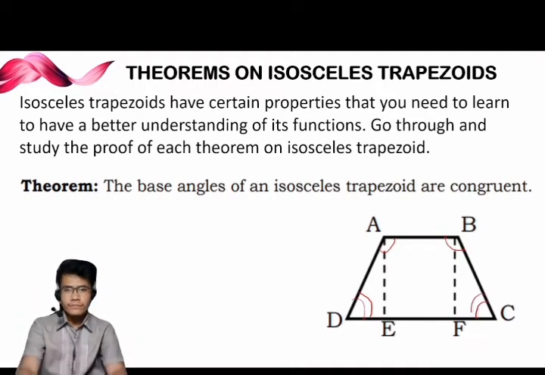Now, it states that the base angles of an isosceles trapezoid are congruent, meaning to say, the base angles A and B, angle A and angle B, are congruent.